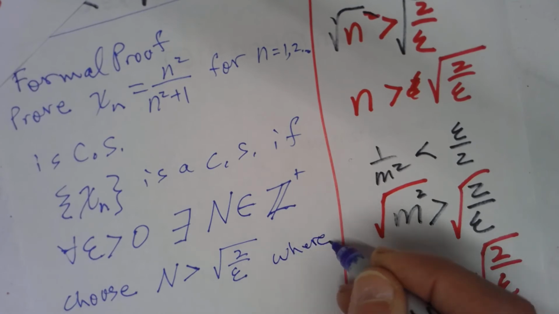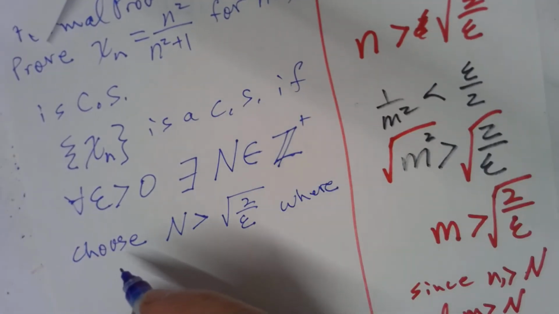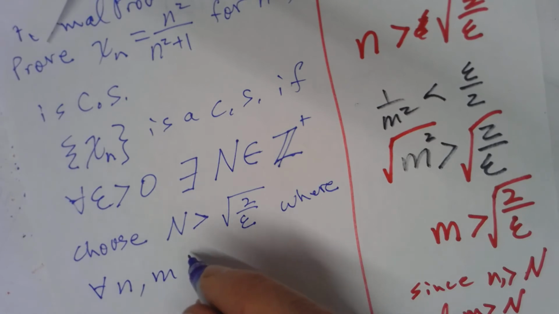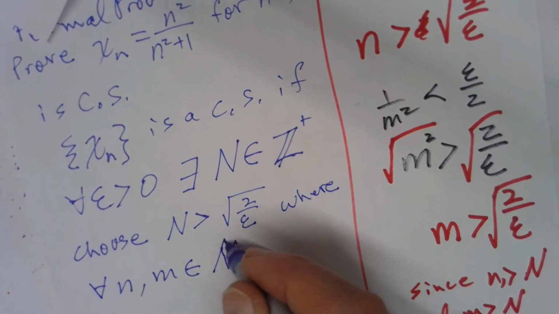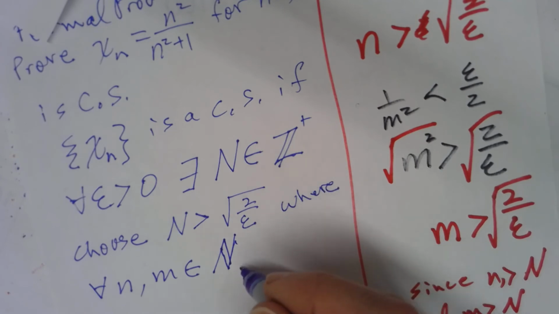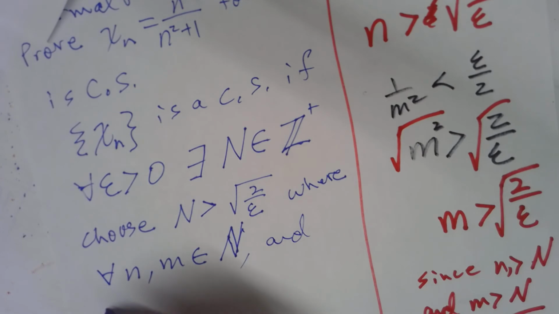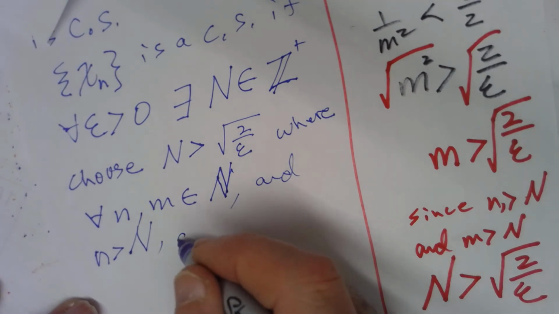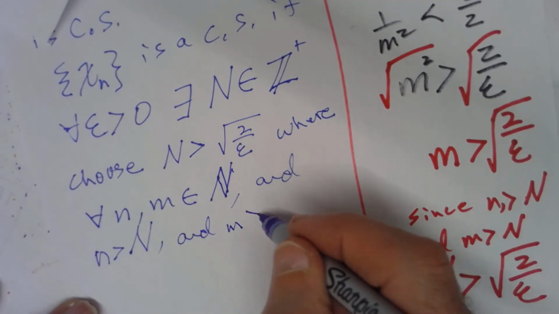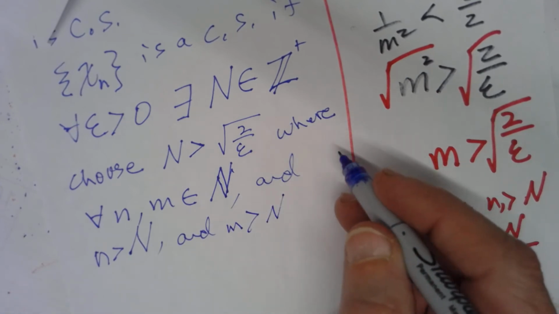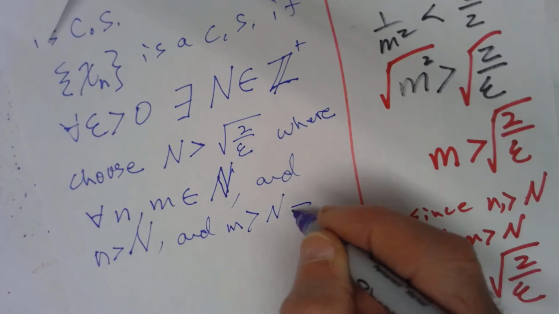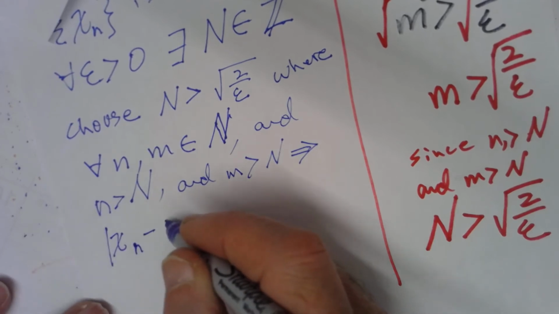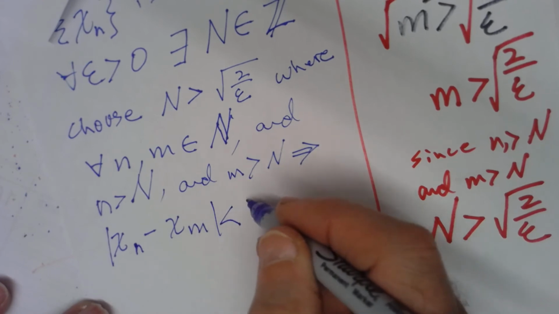Where we have for all n and m elements of the set of natural numbers, and we know that lowercase n is greater than uppercase N, and lowercase m is greater than uppercase N. And this implies that the absolute value of x sub n minus x sub m is less than epsilon.